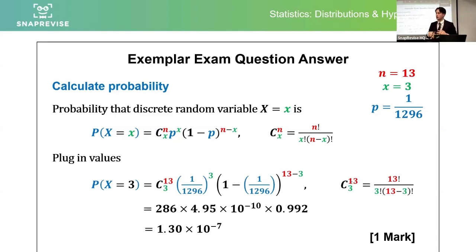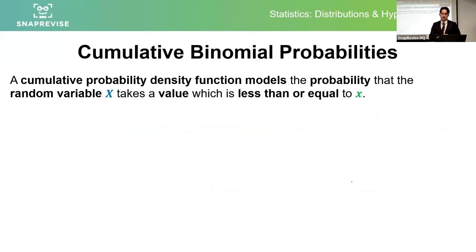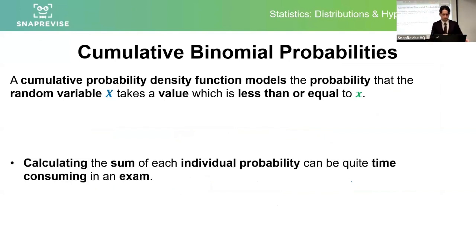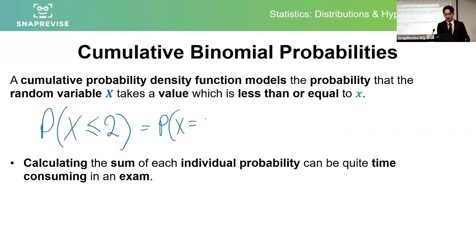That was really good. What we're going to push into now is using the cumulative binomial probabilities, because this will help us later for hypothesis tests. So a cumulative probability density function models the probability that a random variable will take a value less than or equal to X. So sometimes it's like the chance of 3 or less wins, or 5 or more. So it's a tail of events. So here's an example. P of X is less than or equal to 2, which of course would be loads of stuff added up.